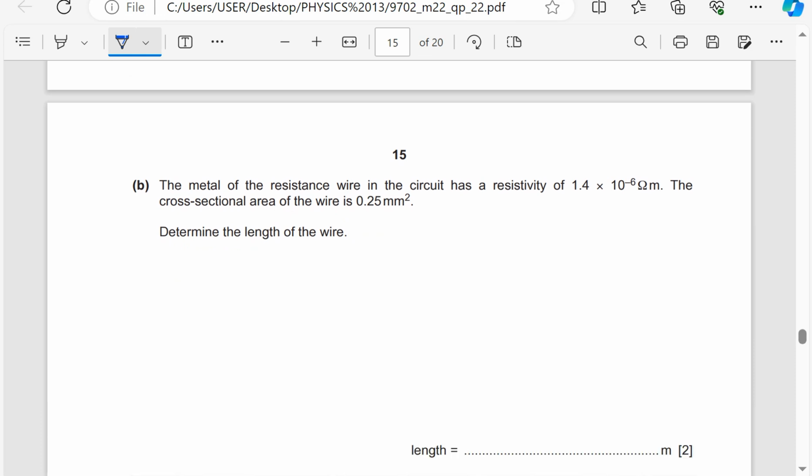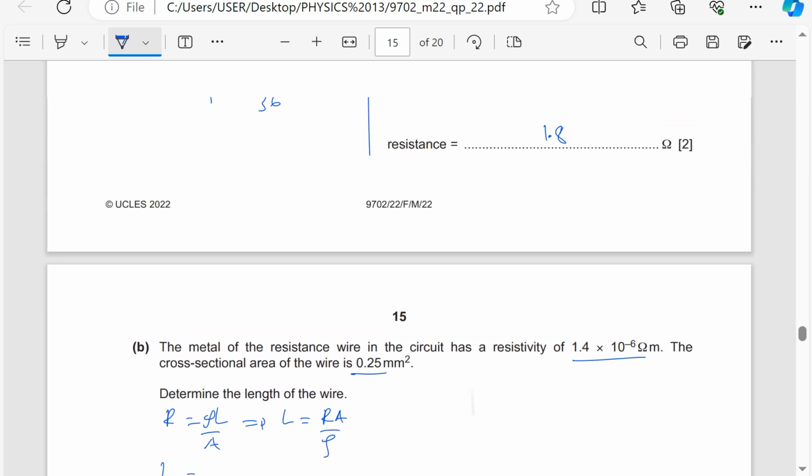The metal of the resistance wire in the circuit has resistivity 1.4 times 10 to the power of minus 6 ohm meters. The cross-sectional area of the wire is 0.25 millimeters squared. Determine the length of the wire. So we know that resistance is equal to rho L over cross-sectional area. We want L, so L is going to be R times A divided by rho. So L is going to be R. What is R? R was 1.8.